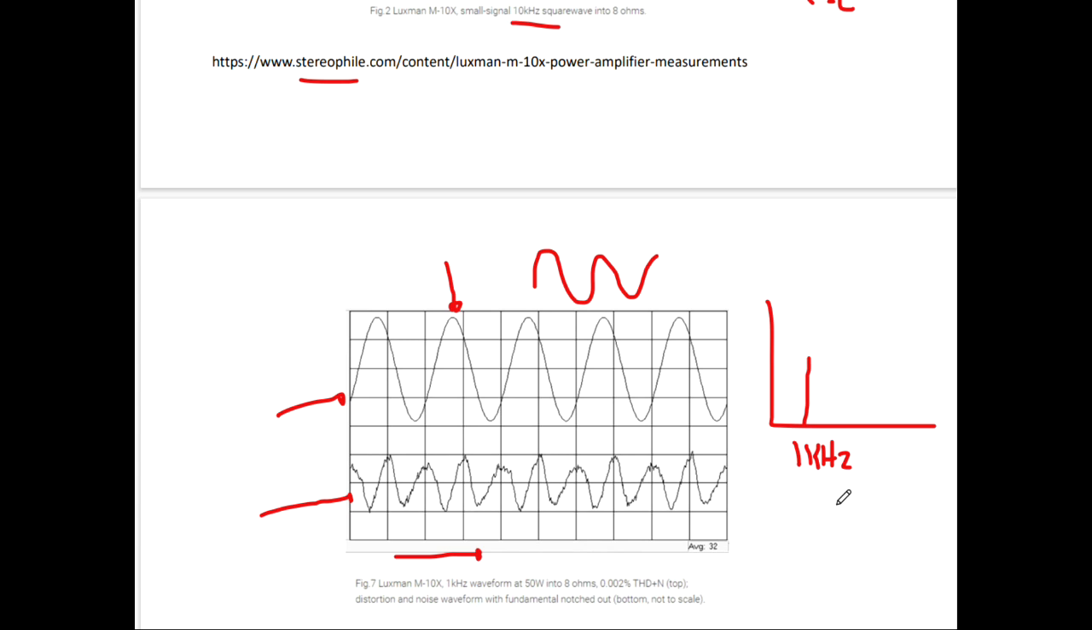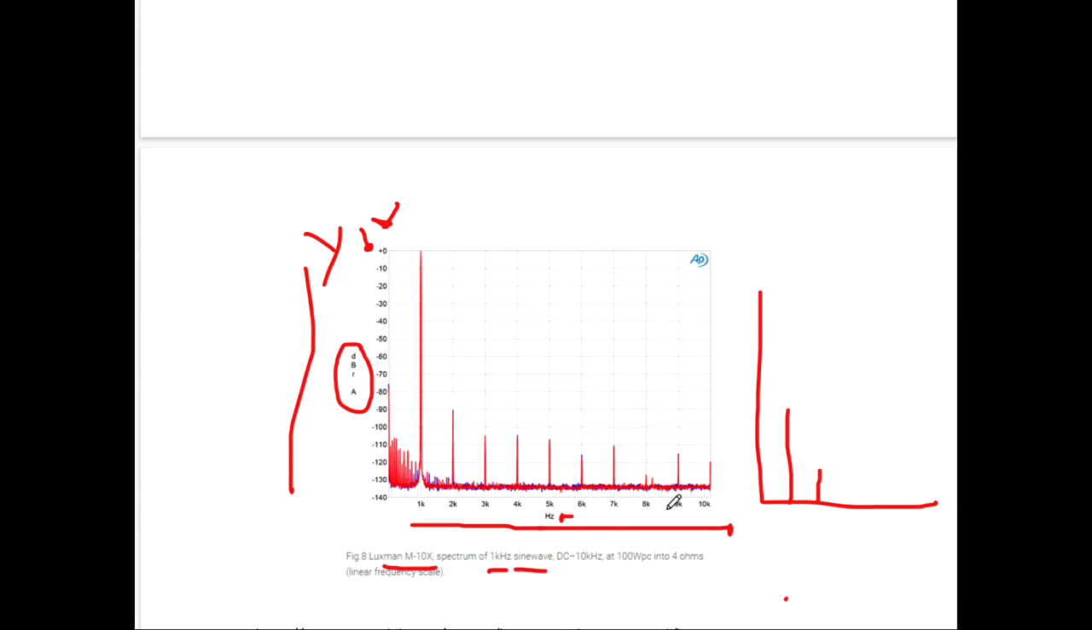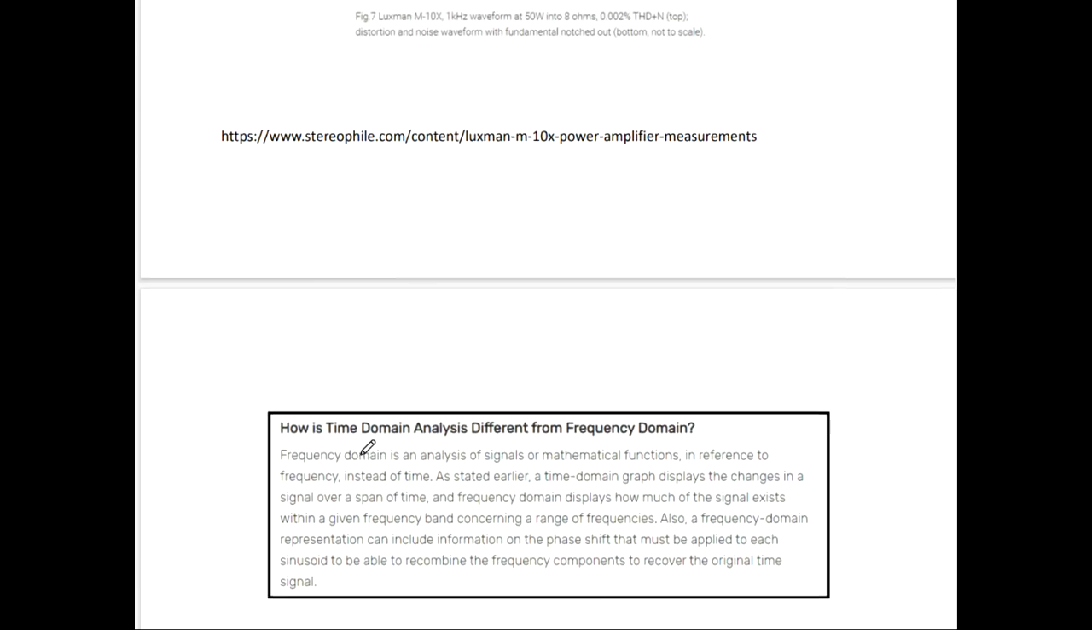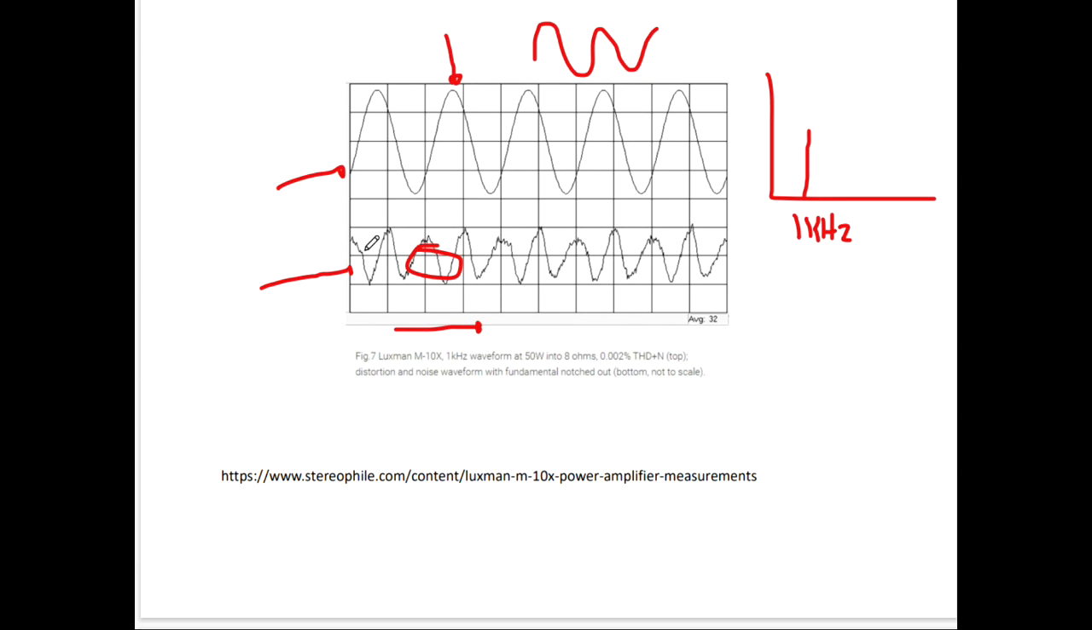So if there should be only one line at 1 kilohertz, how come I'm seeing this stuff? Here it is, you see it's 1K, and here's our line. And what is it? Well, folks, these are called harmonics. And you're looking at the distortion that's been introduced by the amplifier. So this stuff right here is what makes up this stuff right here. I'm going to get into that.